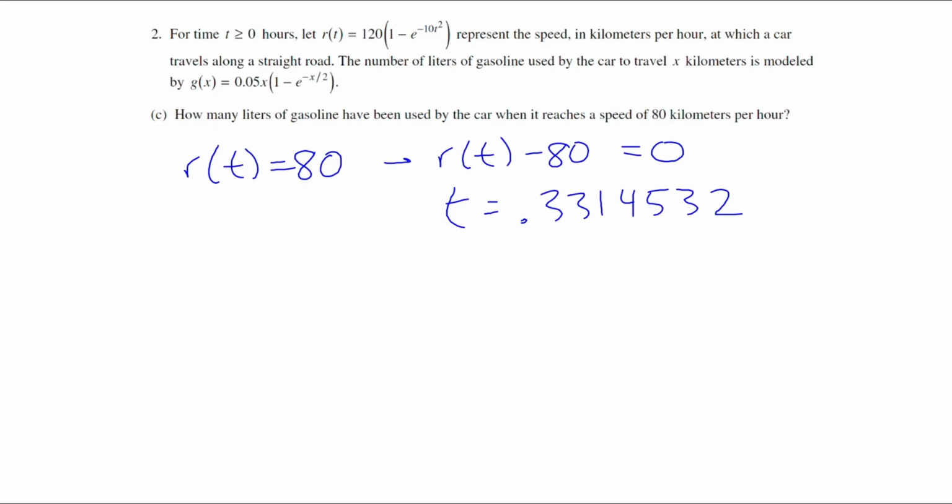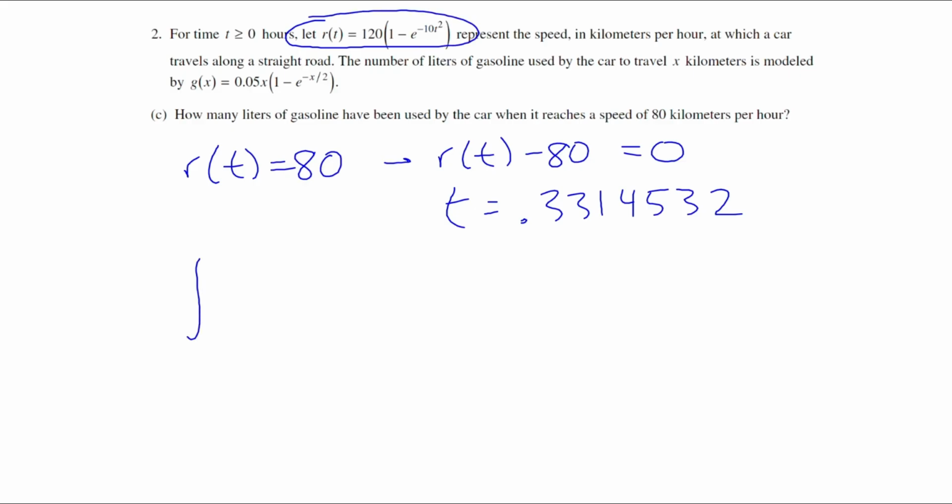And we want to know how many liters of gasoline we've used by then. So in order to figure that out, we need to be able to plug that t value in here into g of x, but we can't do that, right? Because this is the number of liters of gasoline used to travel x kilometers. So what we need to do is figure out how many kilometers this car has gone. And so to figure that out, we're going to have to integrate the rate function, again, that speed function.